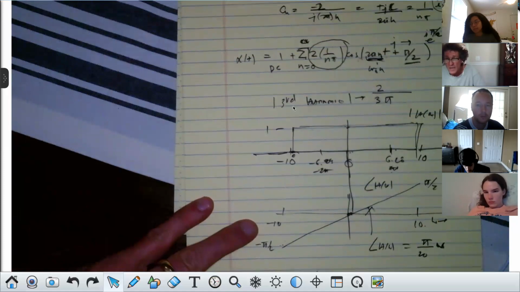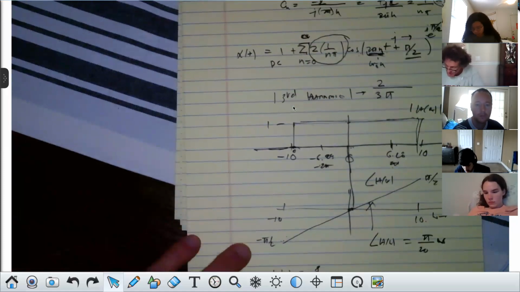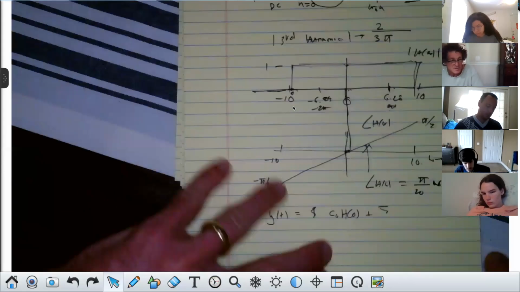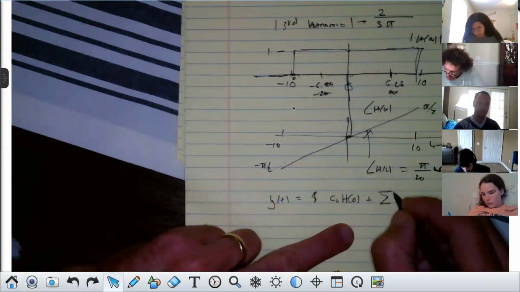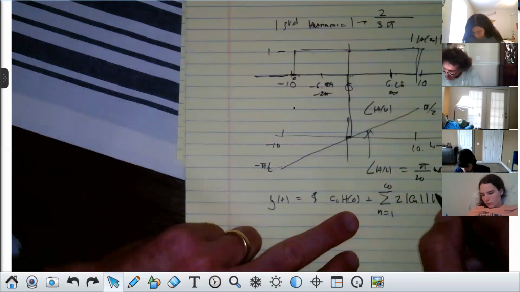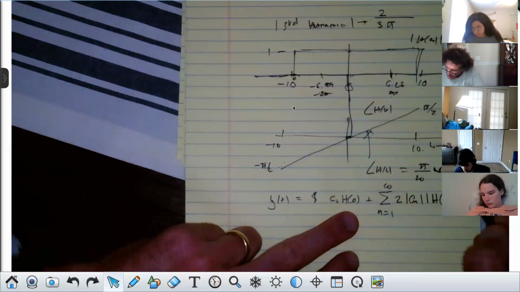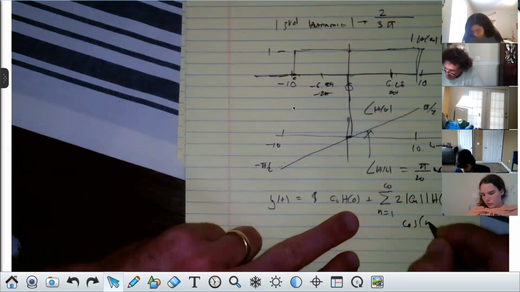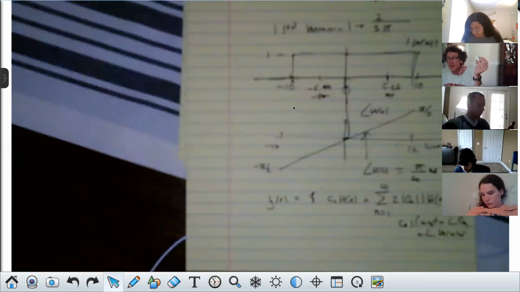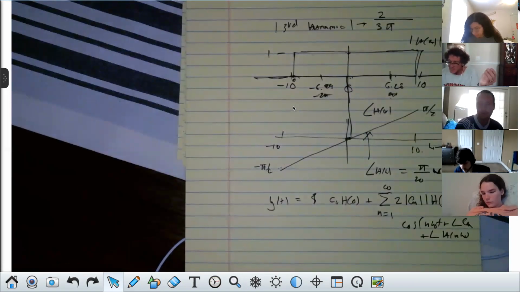Correct? And if you remember the series, the output series, maybe I better write that down first. Y of t is actually equal to what? C0 times H0 plus the summation from n equals 1 to infinity of 2 times magnitude of C of n times magnitude of H of n omega naught, and then this is going to be times the cosine of n omega naught t plus the phase angle of C of n plus the phase angle of H of n omega naught. Correct, class? Do y'all remember that? That's the output series that we did. And you actually did some homework with that. You had some plots, but this is the functional form.